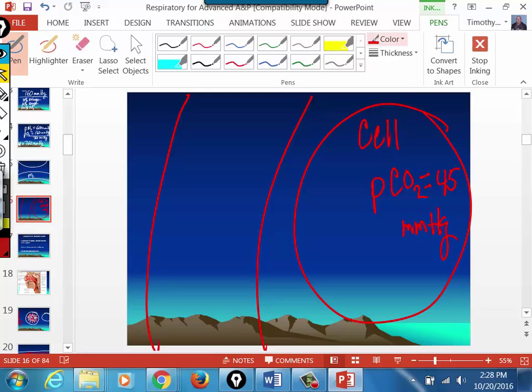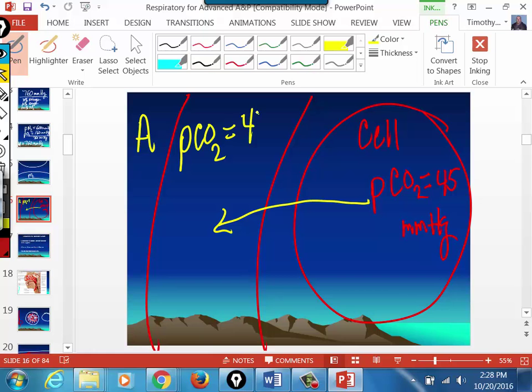Now, where do you want the CO2 to move by pressure? You want it to move from the cell into the blood. And it always moves from high pressure to low. So the pressure of carbon dioxide in the arterial end would have to be less than 45. And of course, it is.